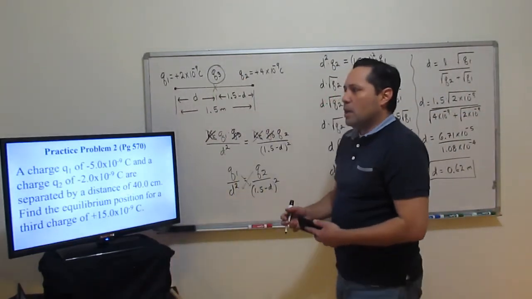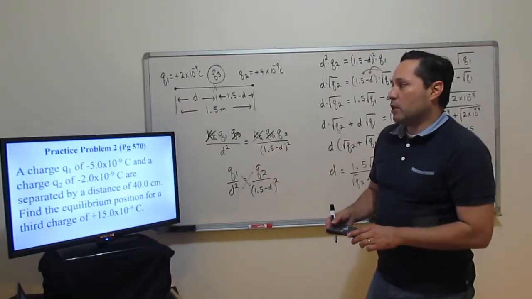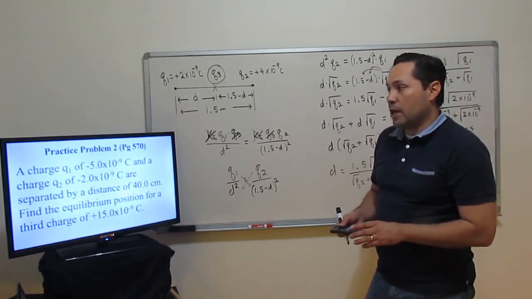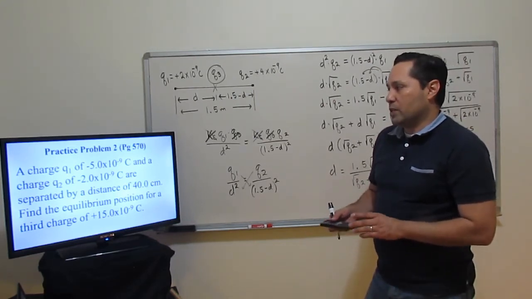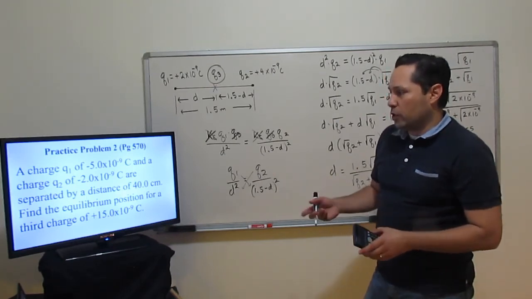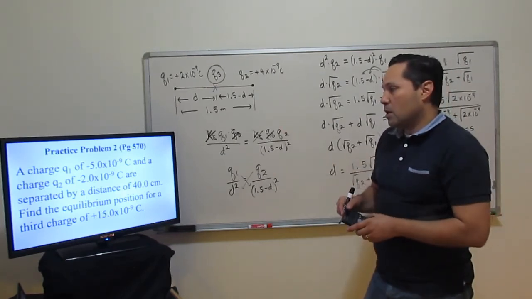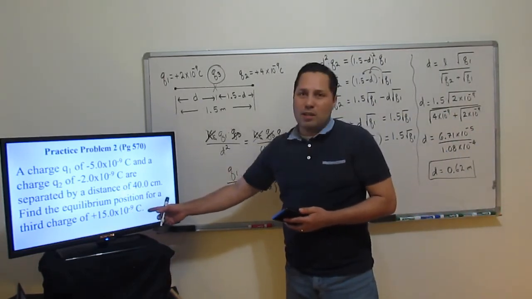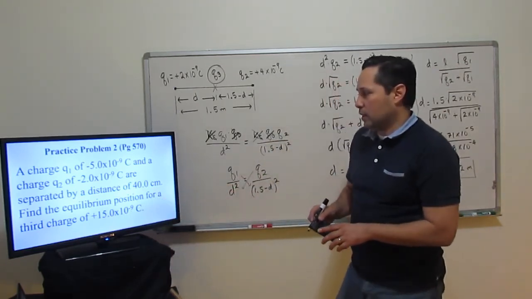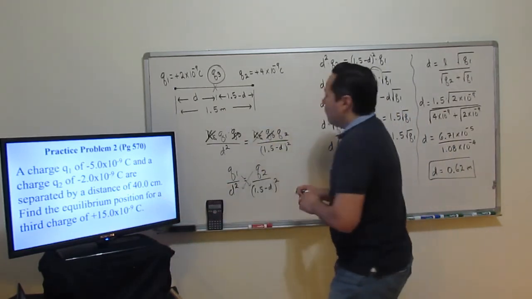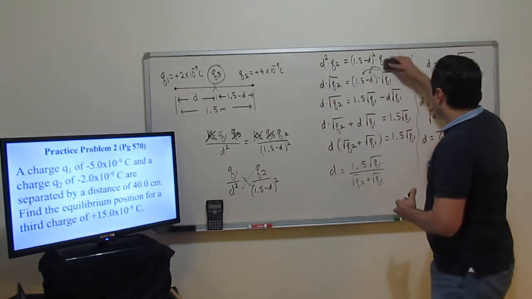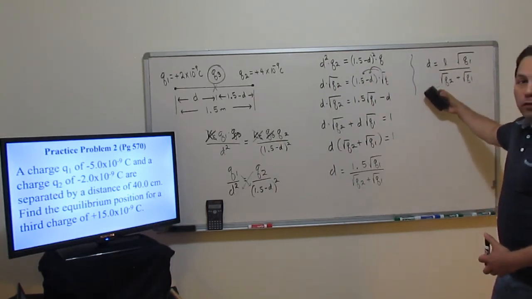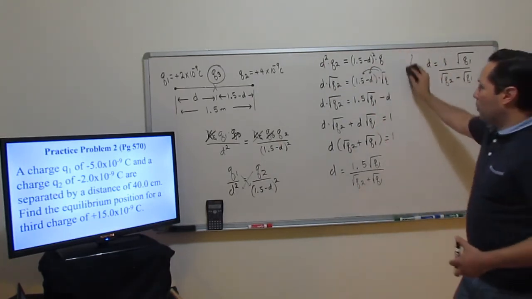Our next problem is very much the same thing, so that's why I wanted to hold on to the formula. In this one, practice problem number 2, they tell you, you have a charge Q1 of negative 5 times 10 to the negative 9, and a charge Q2 of negative 2 times 10 to the negative 9. They're separated by a distance of 40 centimeters, so that's our length in between them. Find the equilibrium position for a third charge of 15 times 10 to the negative 9, which again, we don't need that value. We can go ahead and figure it out without that value. Alright, so I'm going to go ahead and erase this one, but I want to hold on to that formula so that we don't have to rederive it for this particular problem.